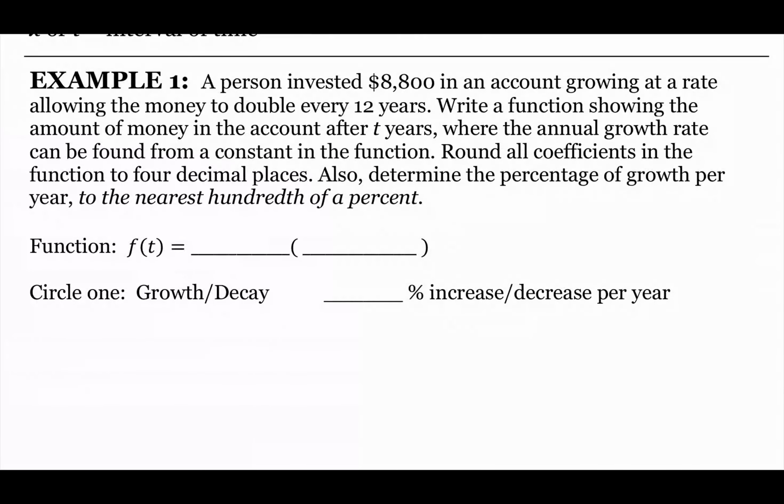So a couple things we have to do first. A person invested $8,800 in an account growing at a rate allowing the money to double every 12 years. So every 12 years, the amount that was in there doubled. Write a function showing the amount of money in the account after t years, where the annual growth rate can be found from a constant in the function. Round all coefficients in the function to 4 decimal places. Also determine the percentage of growth per year.